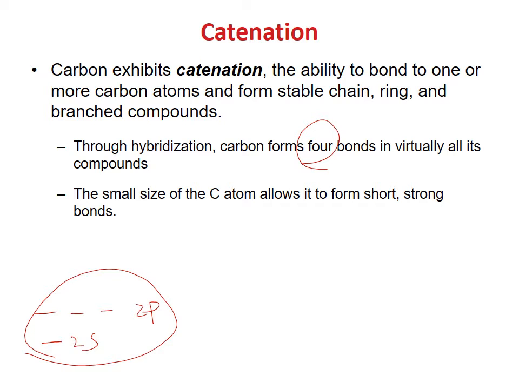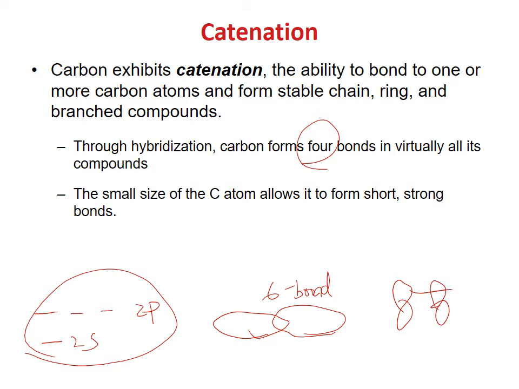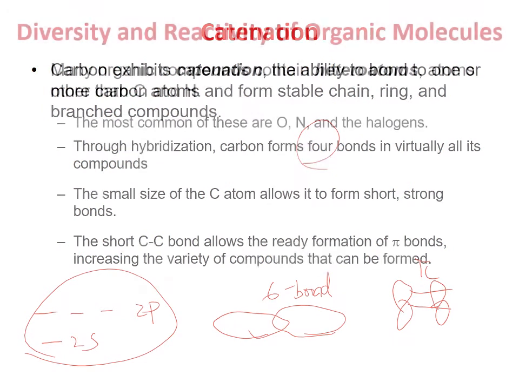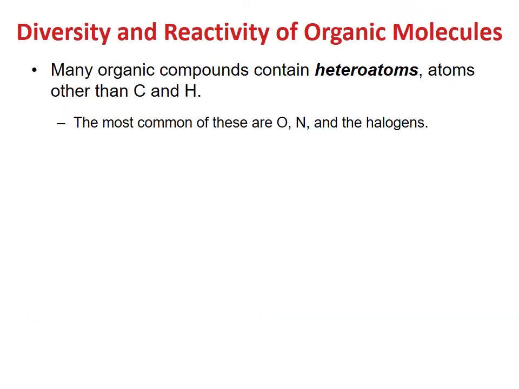And these hybridized orbitals not only form so-called sigma bonds, they also form pi bonds. And this increases the variety of compounds that can be formed. Carbon also forms bonds with heteroatoms, atoms other than carbon and hydrogen, such as oxygen, nitrogen, and halogens. This type of bonding increases the diversity and the reactivity of organic molecules.